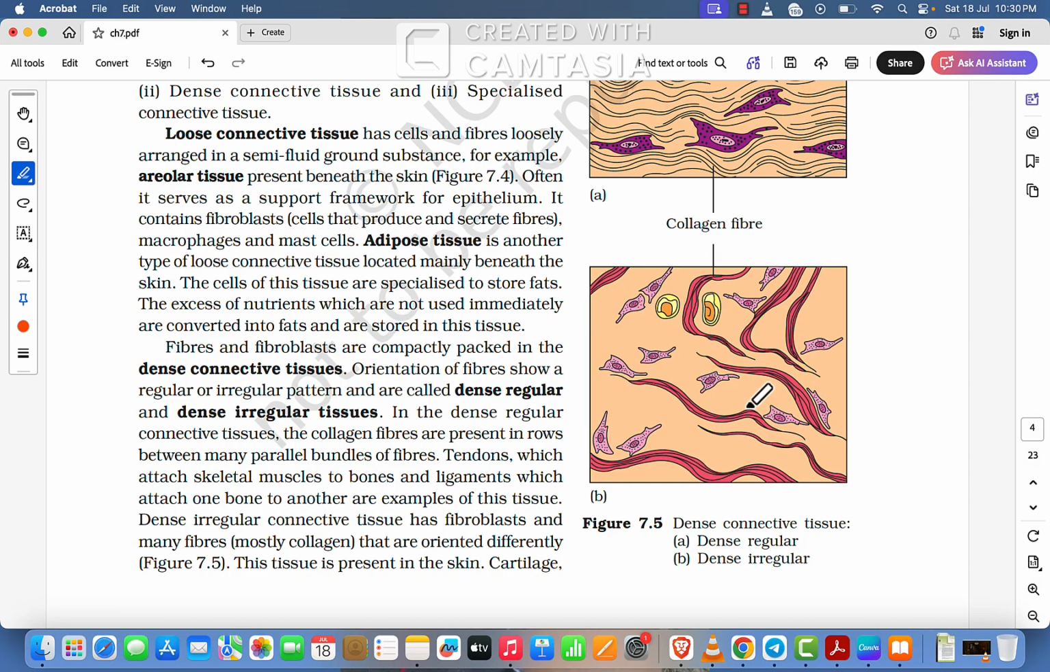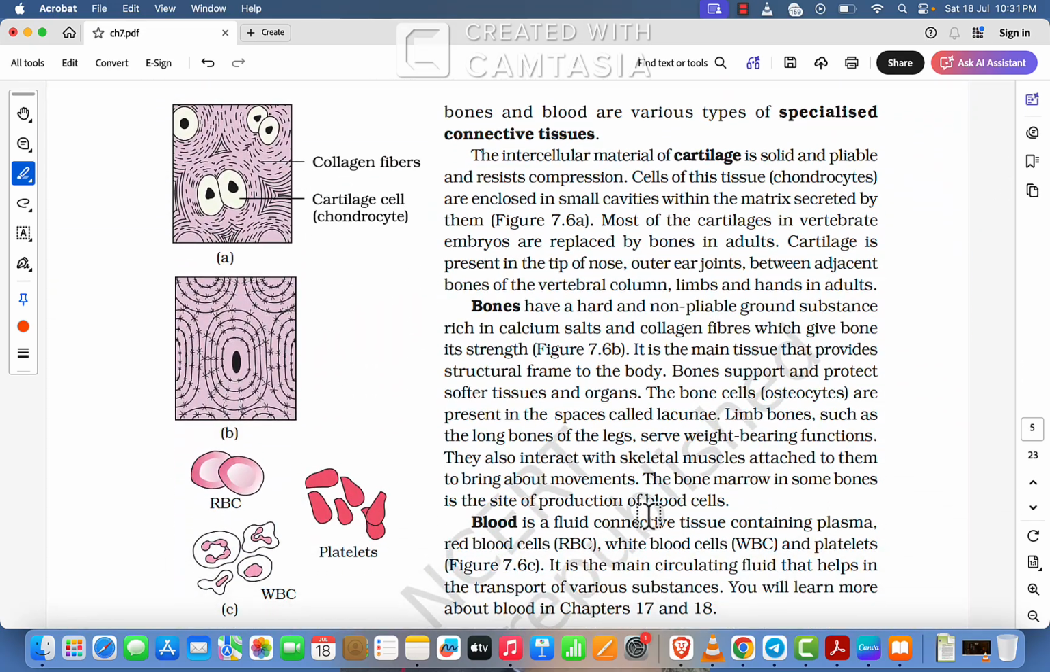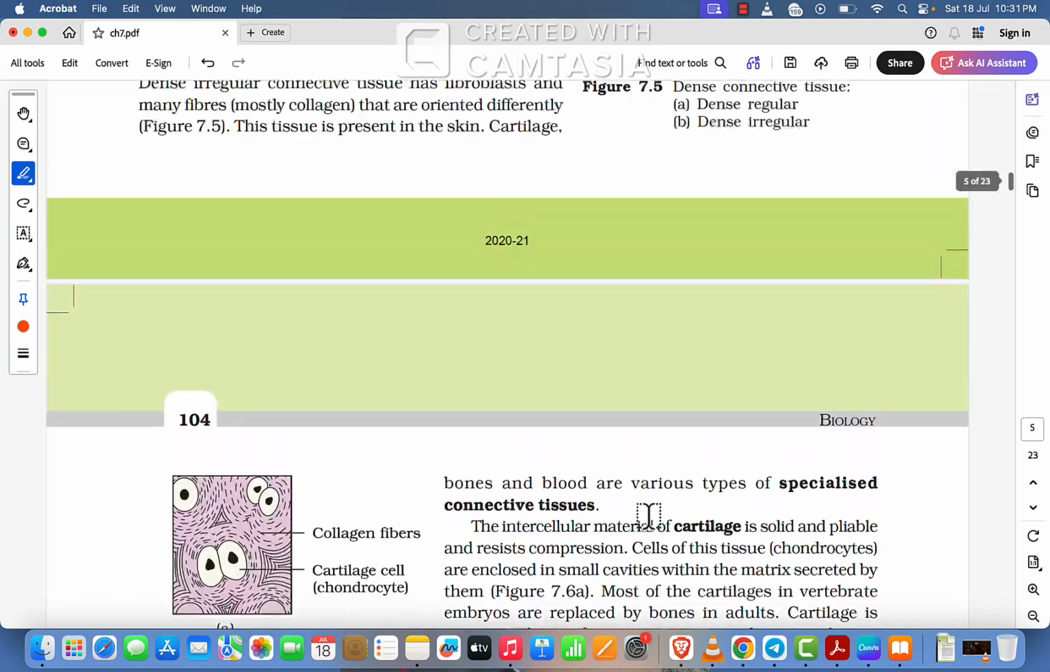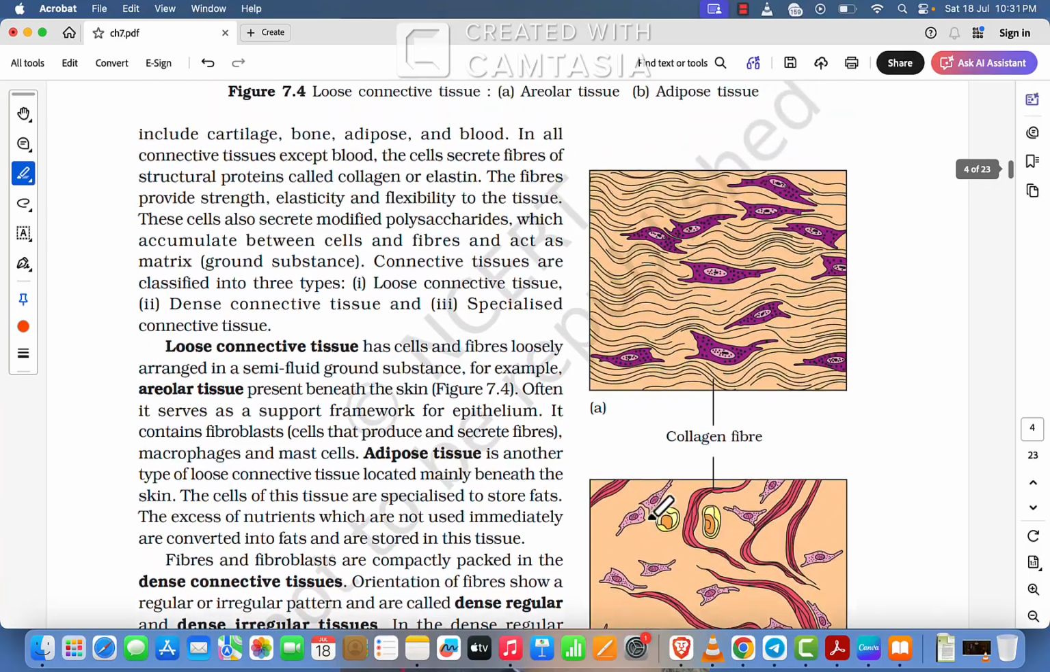In the dense regular connective tissues, the collagen fibers are present in rows between many parallel bundles of fibers. Tendons which attach skeletal muscles to bones and ligaments which attach one bone to another are examples of this tissue. Dense irregular connective tissue has fibroblasts and many fibers, mostly collagen, that are oriented differently. This tissue is present in the skin. Cartilage, blood, and bones are various types of specialized connective tissue. As you can see in the diagram, dense connective tissue, dense regular, dense irregular.